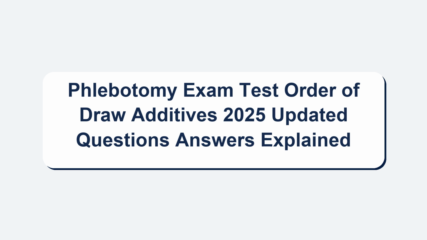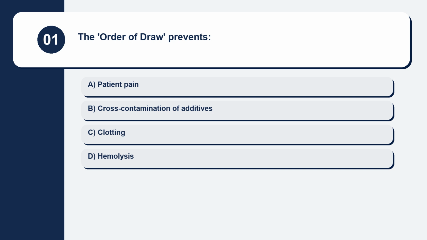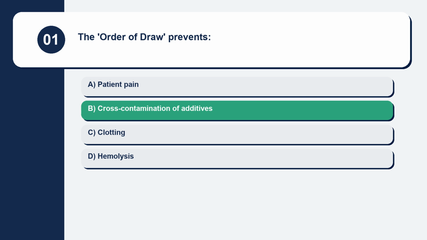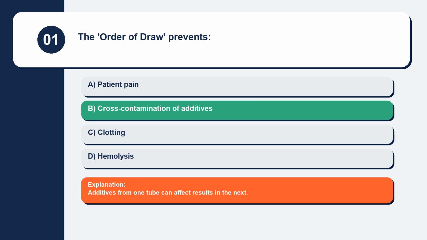Phlebotomy Exam Test: Order of Draw Additives 2025 Updated Questions, Answers Explained. Question 1. The order of draw prevents patient pain, cross-contamination of additives, clotting, hemolysis. Additives from one tube can affect results in the next.